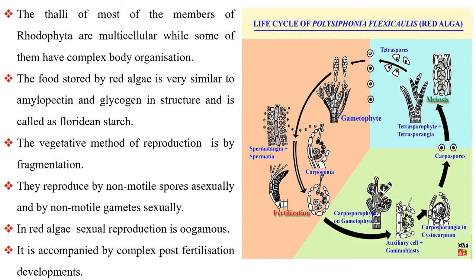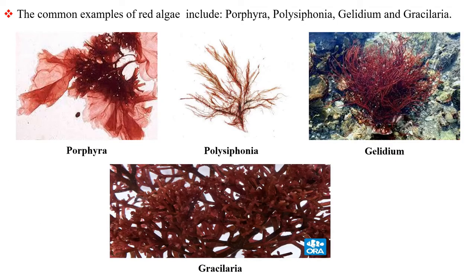The food stored by red algae is very similar to amylopectin and glycogen in structure and is called Floridean starch. The vegetative method of reproduction is by fragmentation. They reproduce by non-motile spores asexually and by non-motile gametes sexually. In red algae, sexual reproduction is oogamous. It is accompanied by complex post-fertilization developments. The common examples of red algae include Porphyra, Polysiphonia, Gelidium and Gracilaria.